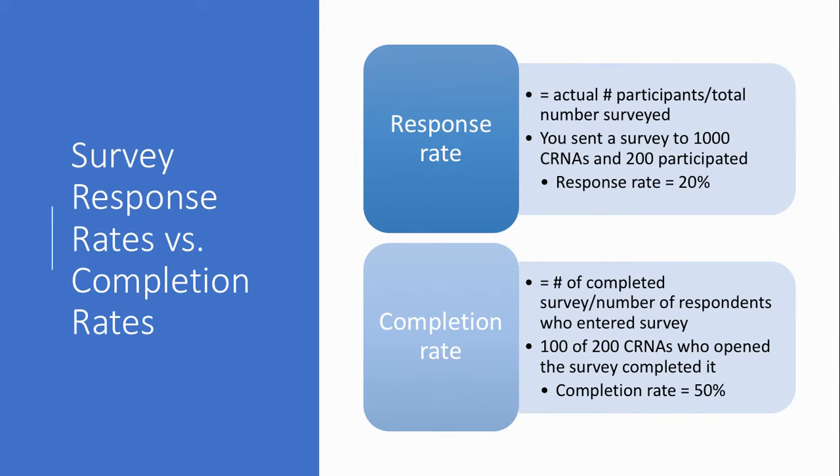A few more terms to know in survey research are response rate and completion rate. The response rate is the actual number of participants divided by the number surveyed. So you send out a survey to 1,000 CRNAs and only 200 volunteer to complete it. Your response rate is 20%. However, not all of them complete all the questions on the survey. Maybe you had 30 questions and only 50% completed the whole survey. That's your completion rate: the number of completed surveys divided by the number of respondents who entered the survey.